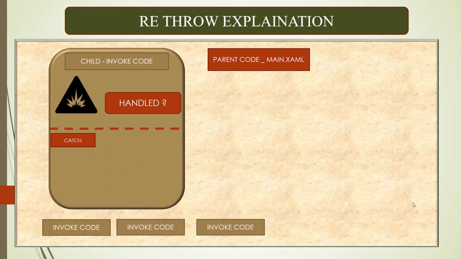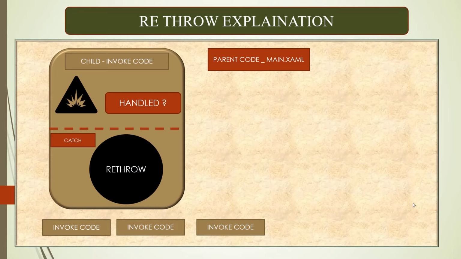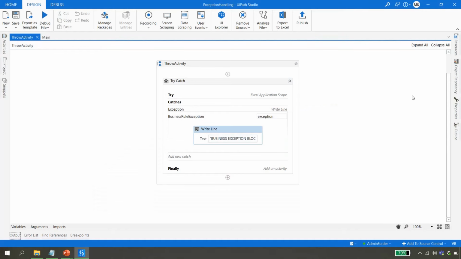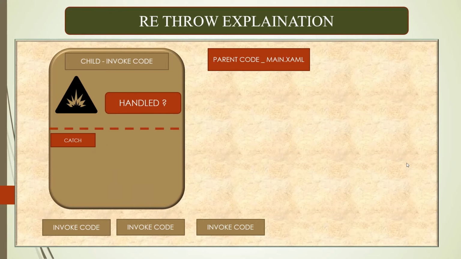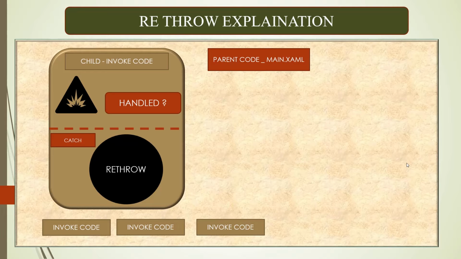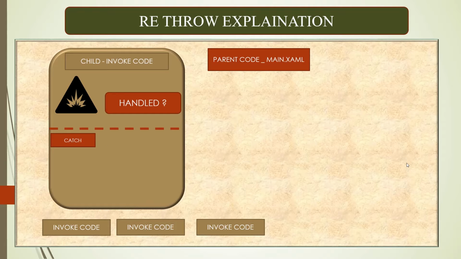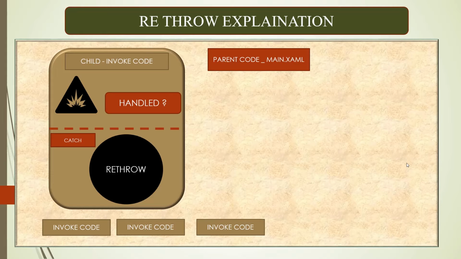Let's say there is a situation which the child code is not able to handle. There is an exception which has occurred. Now if the child block thinks it can handle the exception, it will handle it the way we have just done here, and main does not bother what exception came. But in some scenarios the child code is not able to handle the exception. In that case, the child code always has an option to use the rethrow activity. Rethrow activity simply means that whatever exception I have got, I am just rethrowing it.